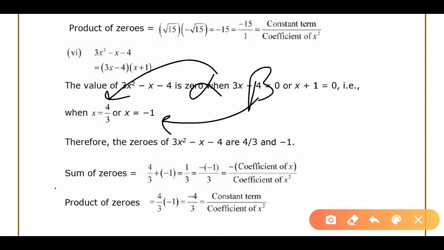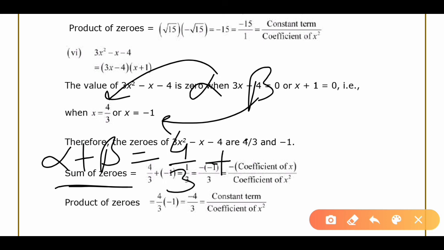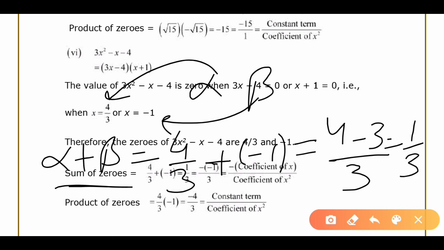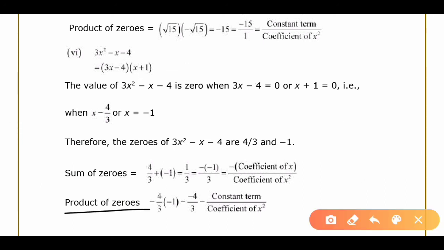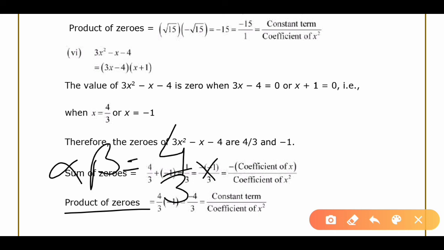Okay, now we'll calculate the sum of the zeros, that means alpha plus beta. So adding these two quantities, 4 by 3 plus minus 1. Now the LCM is 3, so 4 minus 3 is equal to 1 by 3. Now the sum of the zeros will be equal to 1 by 3. Now we'll calculate the product of the zeros, that is alpha into beta, equal to 4 by 3 into minus 1, so we get minus 4 by 3.